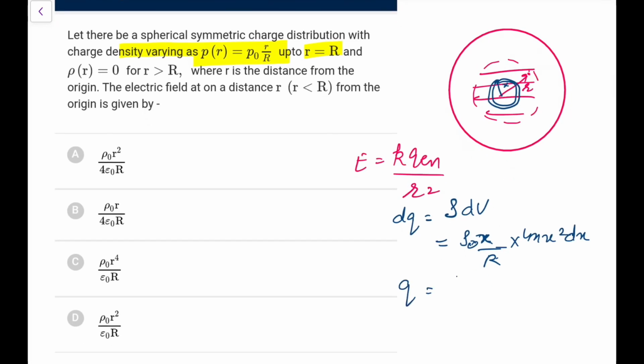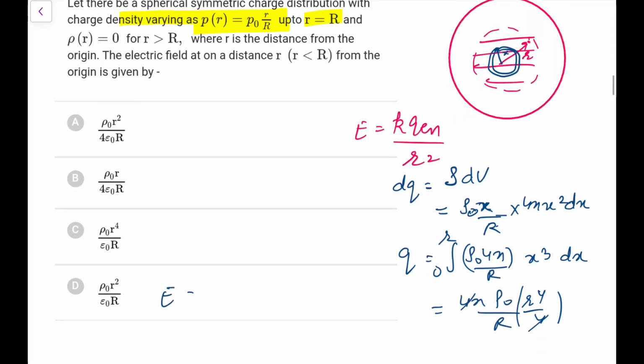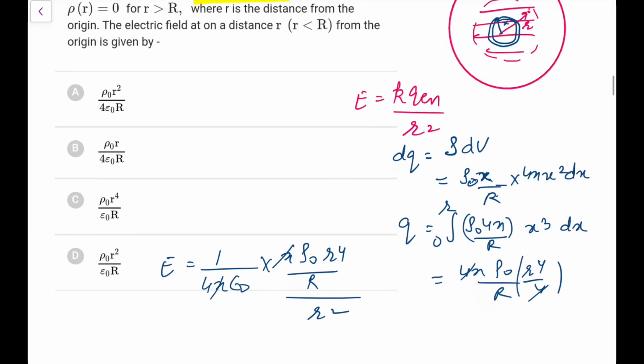So the Q enclosed I can calculate by integration. Rho naught into 4 pi I can take as common, upon R. This is x cube dx, with limits from 0 to r. So it becomes 4 pi rho naught by R, and r to the power 4 by 4. So the electric field, k is 1 by 4 pi epsilon naught, Q enclosed is pi rho naught r to the power 4 by R, divided by r square. So pi and pi go, and what I will have is rho naught r square over 4 epsilon naught R. Look at the options. A is the correct one.